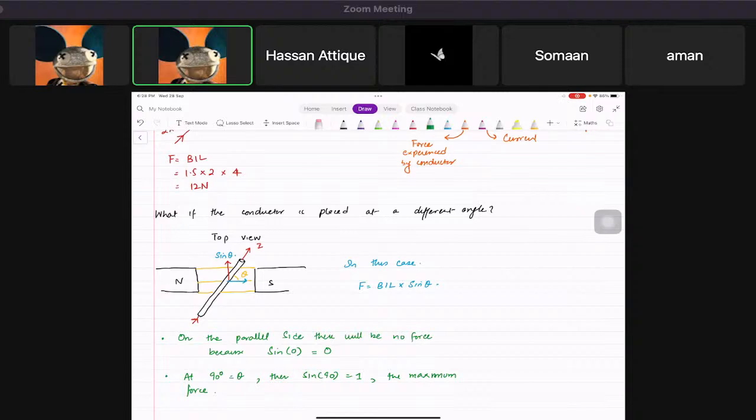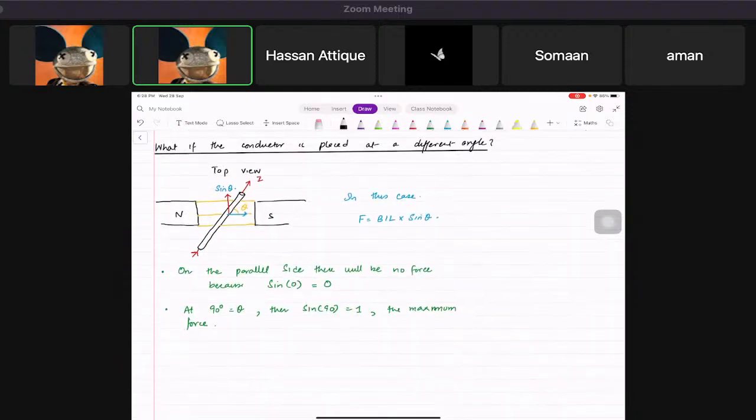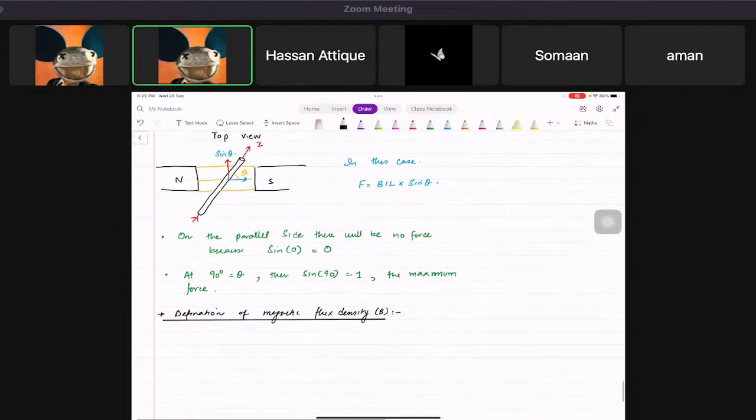Okay. Now, at any time, they may ask you exactly what is magnetic flux density, okay? So you just need to explain the formula, and I'm just going to write it so that you guys know exactly how to explain the formula. So definition of magnetic flux density, which is B that we're talking about right now.